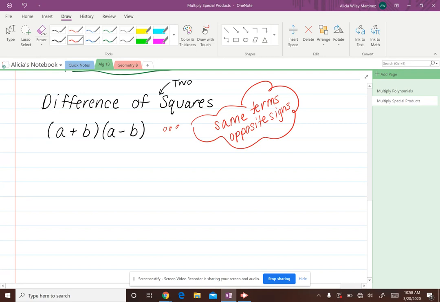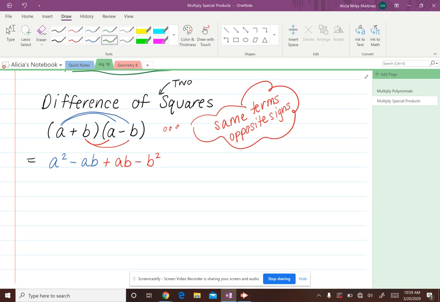Let's go ahead and multiply this using the FOIL method. This is good practice with FOIL. We are multiplying with distribution: A times A is A squared. Going to the outside, multiplying A to the second term of that binomial, A times negative B is negative AB. Next, multiplying B to both terms in the second binomial, B times A is AB. And then B times negative B, watch your signs here, is negative B squared. So let me fix that. This is what you get.